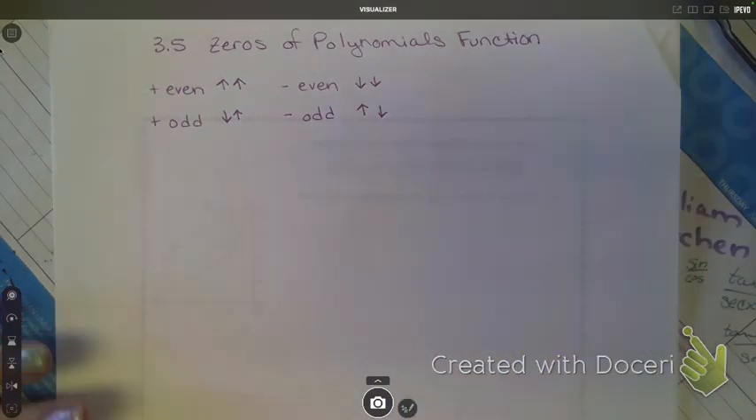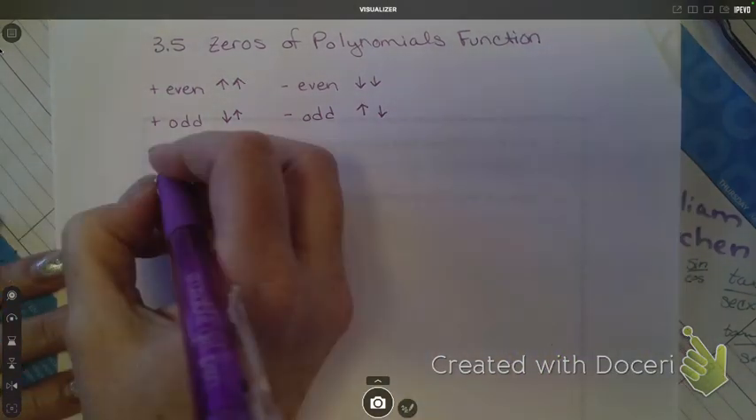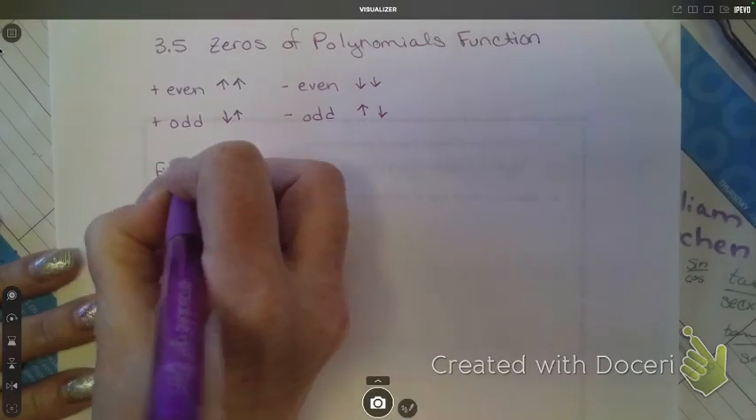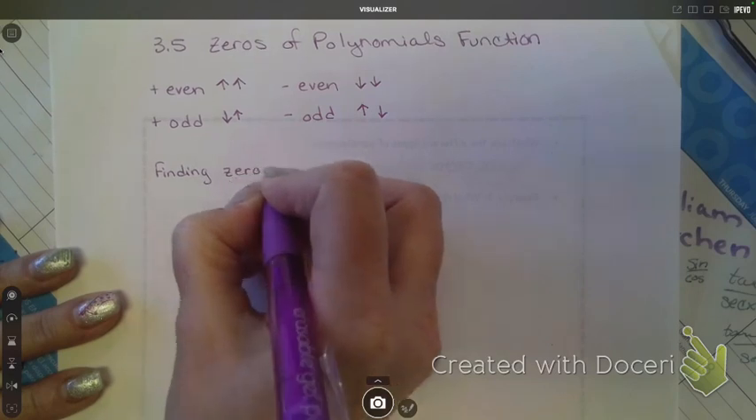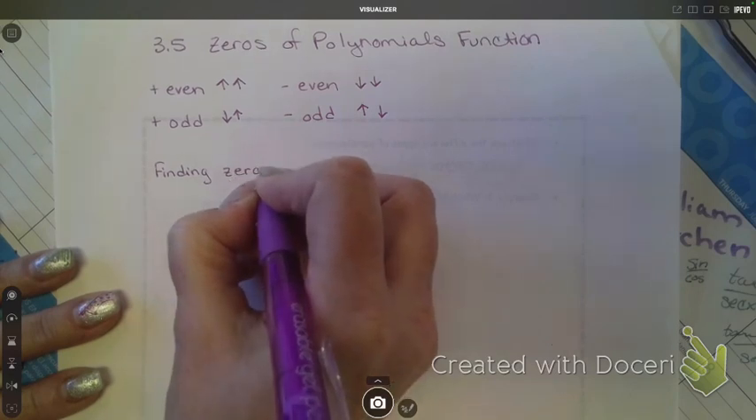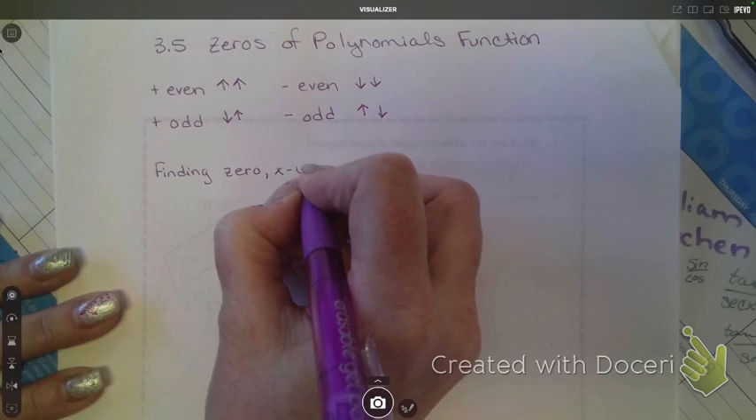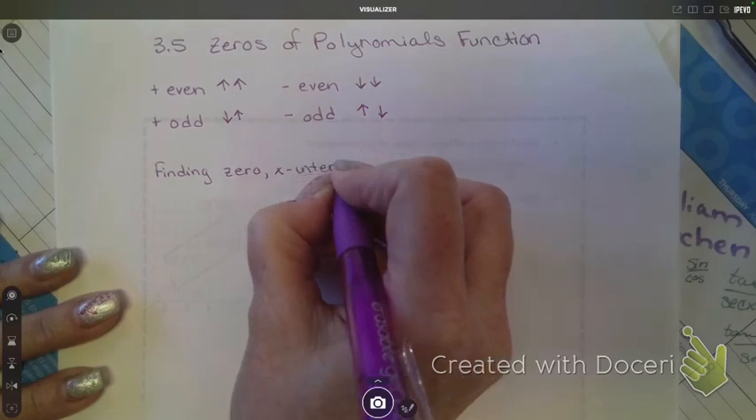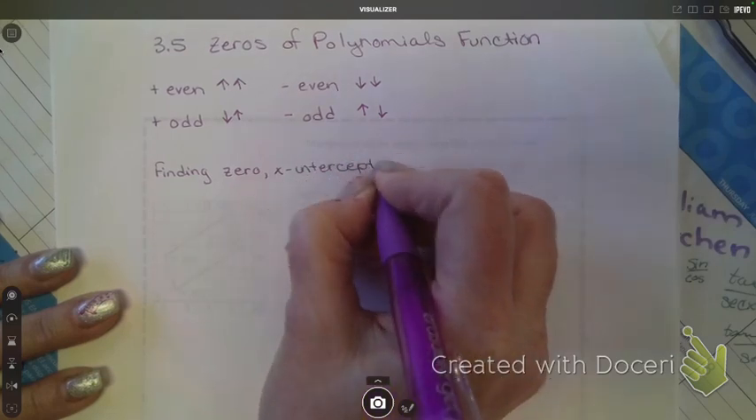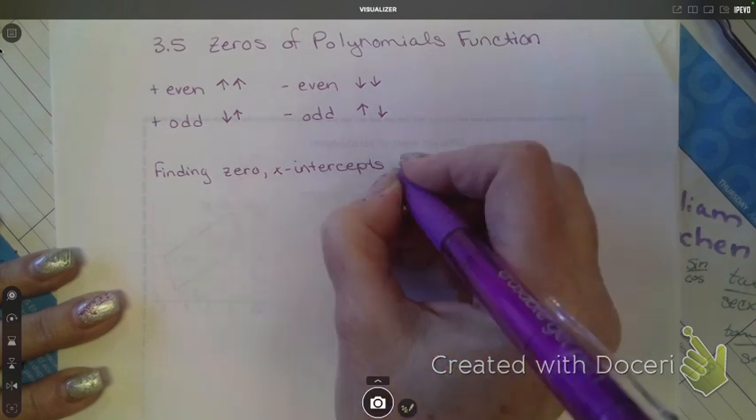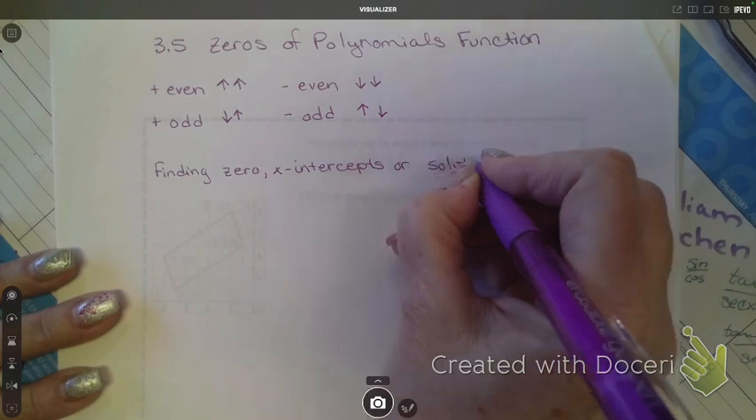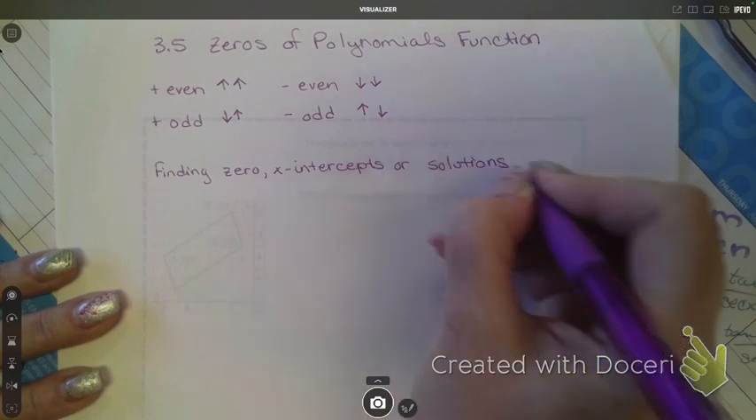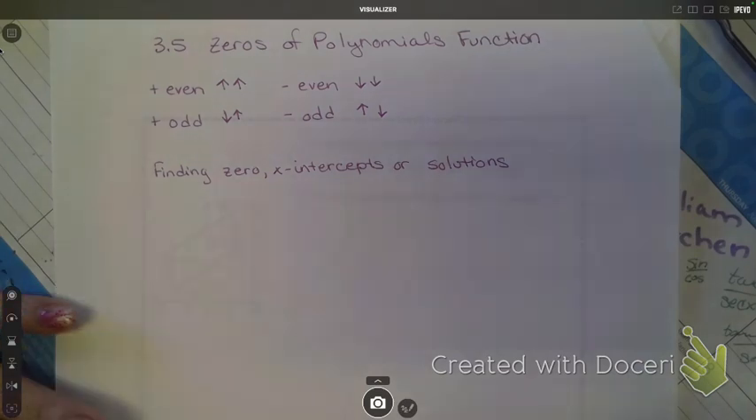Okay, the other thing it reviewed was finding zeros. What's another word for it? X-intercepts. Or solutions. Okay, they're all the same thing. We do them all the same way. We set it equal to 0 and we factor.